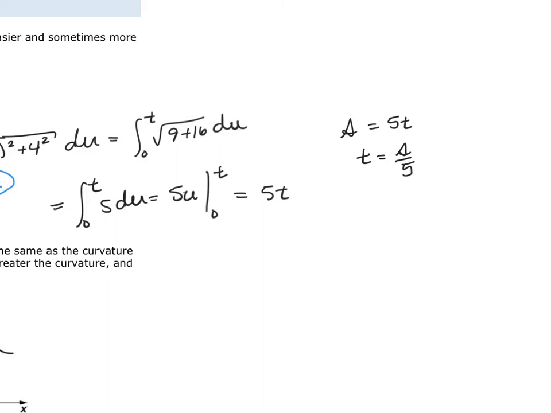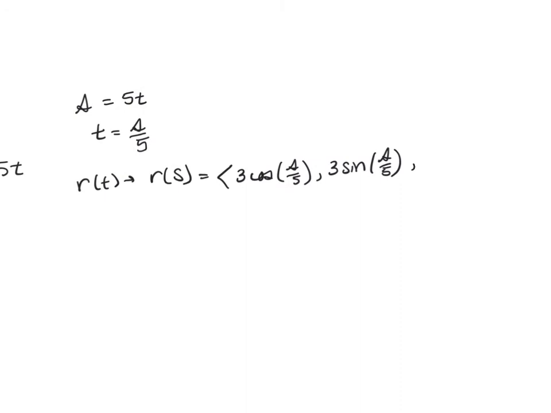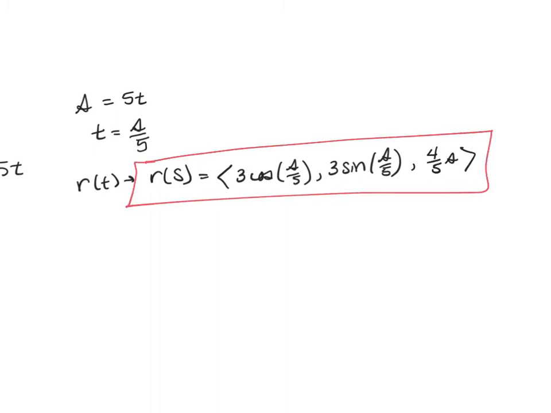So what I'm going to do is replace r of t with r of s, which gives me my original function. Which was 3 cosine of t becomes 3 cosine of s divided by 5, comma, and then I have 3 sine of, it was t, now s divided by 5, and then my last one, which was 4t, becomes 4 over 5 s, and I just need to use the correct bracket. And so there is my final answer. Not too bad.